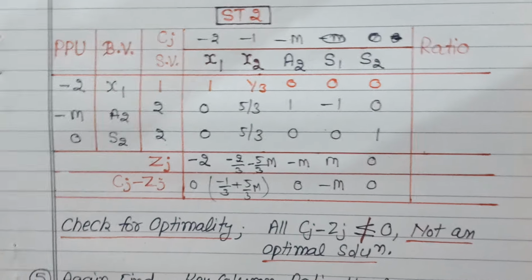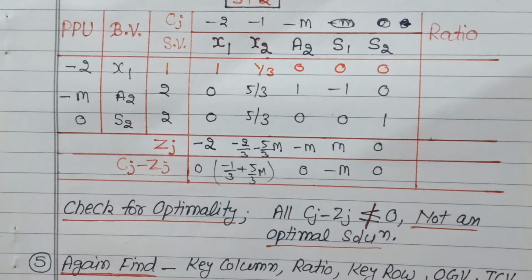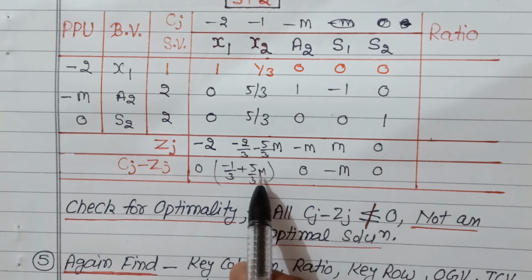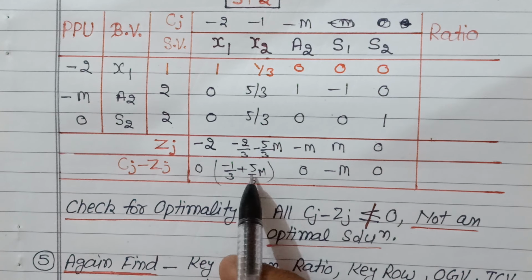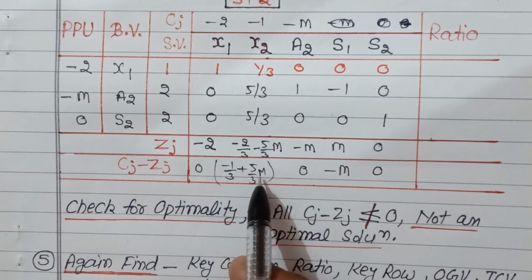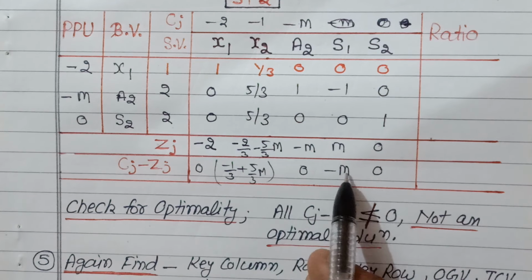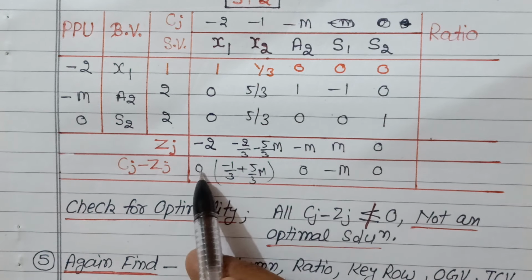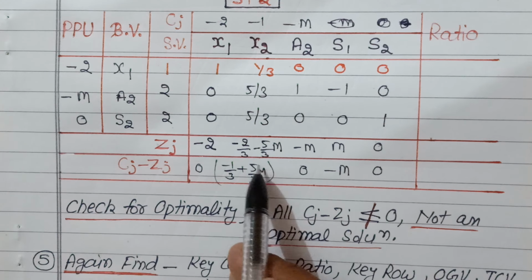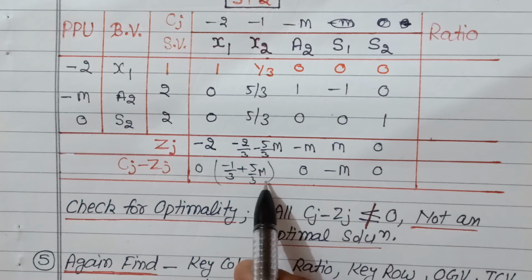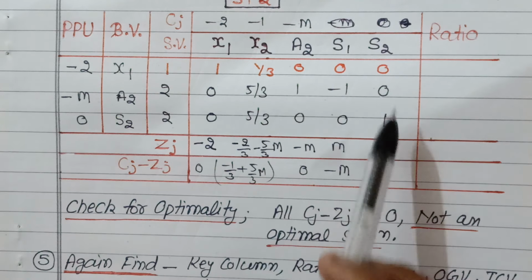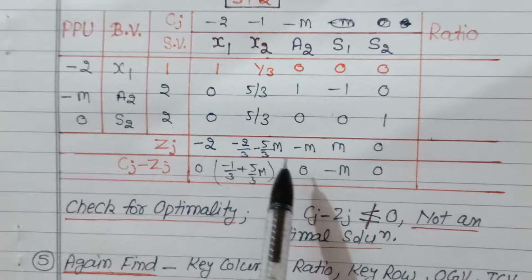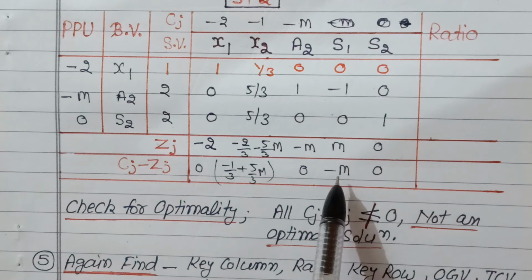Again, we have to make an optimality check. Here you will see that this M is a very large value and we are subtracting a very small value from it, so this is a positive value. So these are the values which are less than or equal to 0, but these are values which are greater than 0. So the condition for optimality is not met, so we can say that this is again not an optimal solution.